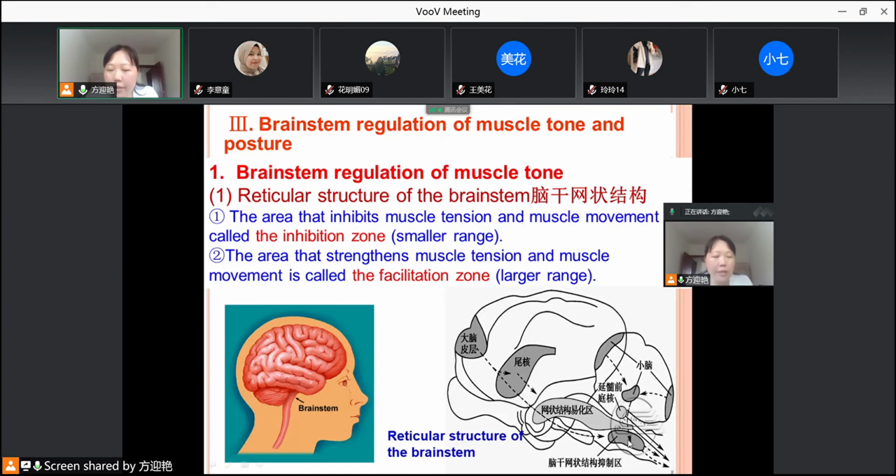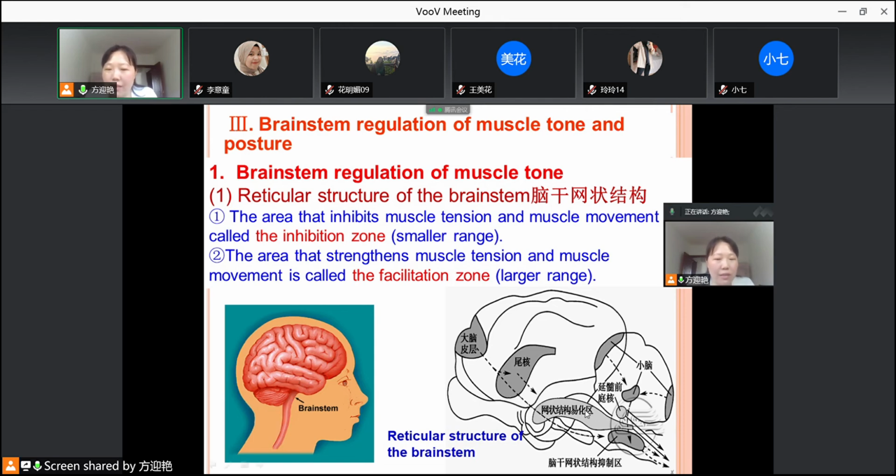And here there is a smaller range. The smaller range is the reticular structure that inhibits muscle tension and muscle movement. So here we call this the inhibition zone, and the larger range is the facilitation zone. Here we can see that in the normal body they keep the balance.